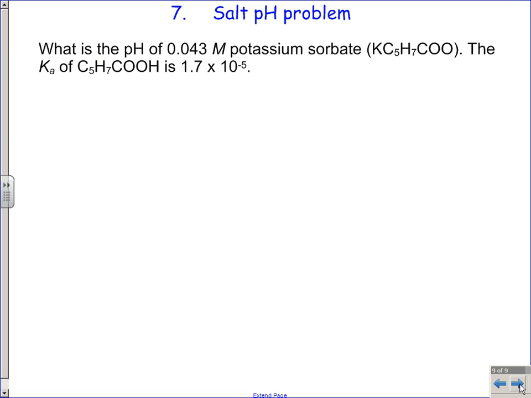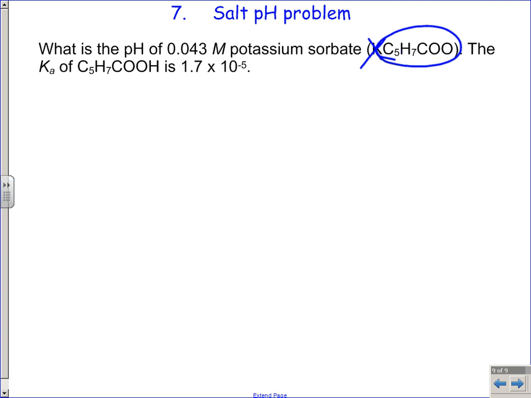First thing we should look at is what is our active ion? Well, K comes from KOH. That's a group 1. That's strong. So that's going to be meaningless. And then our sorbate here, well, if we stick a hydrogen to that, we're going to get our acid. Well, that doesn't look at all like any of our 7 strongs. So this is our active ion.